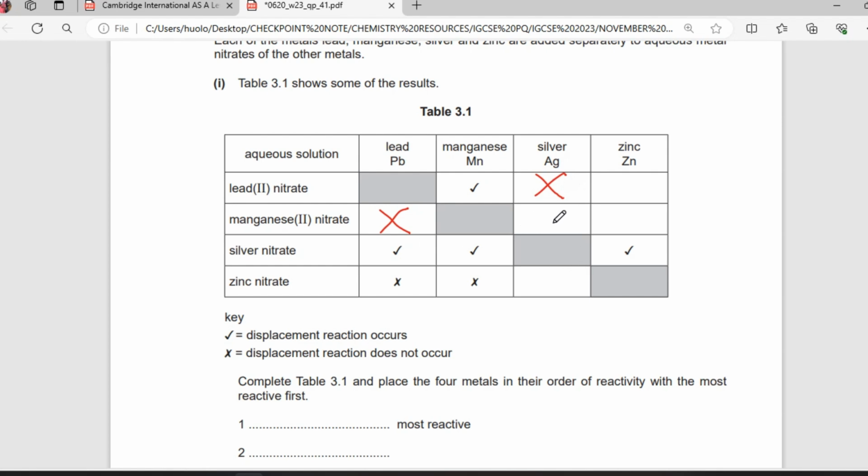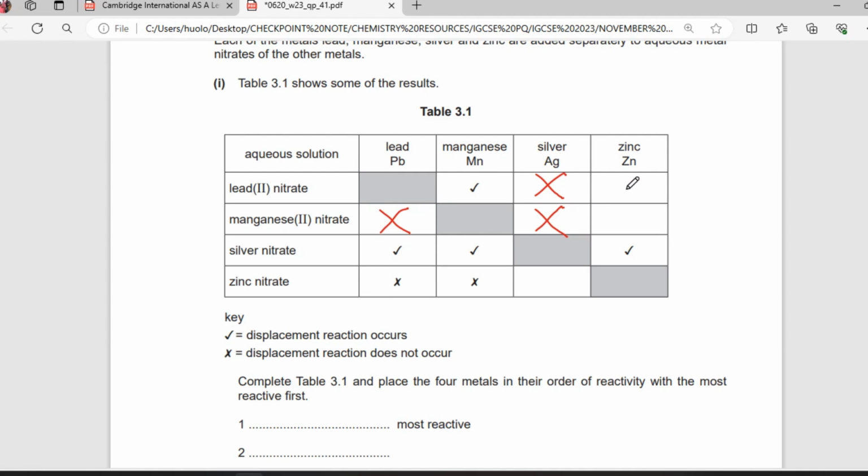Then we have this space again, silver in manganese nitrate, manganese(II) nitrate to be precise. You also do not expect a displacement to take place because manganese, for one thing, is more reactive than lead, and lead is more reactive than silver, so you don't expect silver to be able to displace manganese. So again, you have a cross.